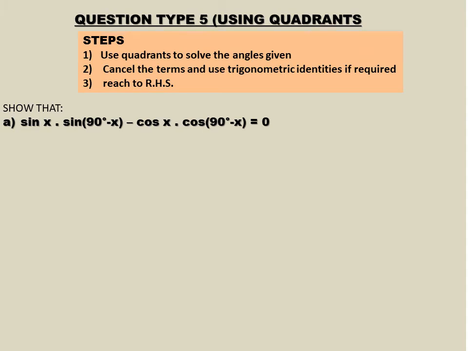Wherever such a kind of angles are given, 90 degree minus x or 180 minus x or 270 minus x or 360 minus x, you will always use the quadrants, which I have discussed with you in some videos. You can see, I'll give you the link, and that is our famous Add Sugar to Coffee, right? So you see that. And how we are going to solve this? Here also I have given you few steps. Let's see what are the steps. Use the quadrants to solve the given angles. Means you need to first solve the angles using the quadrants.